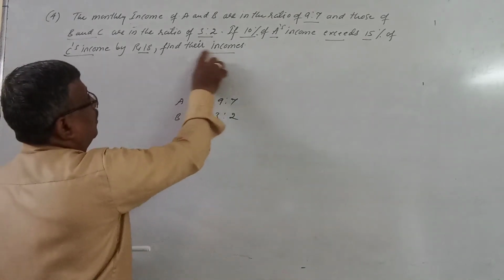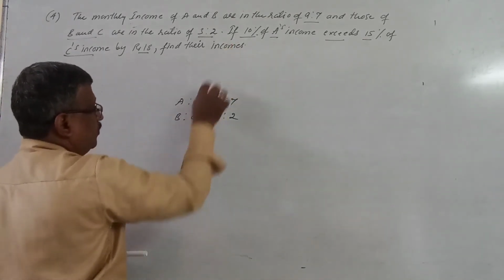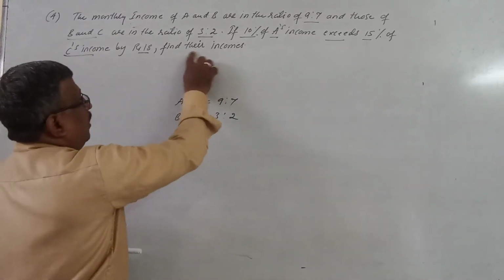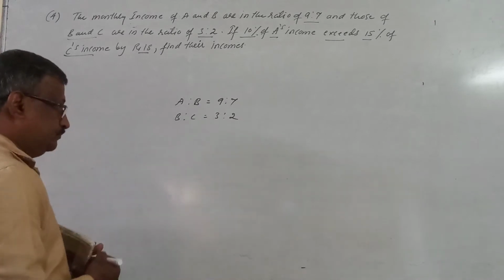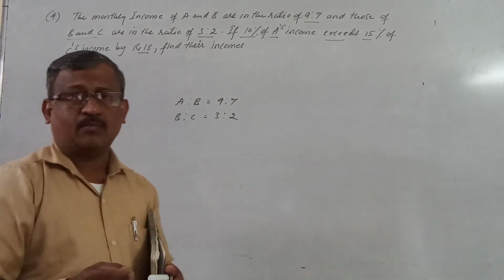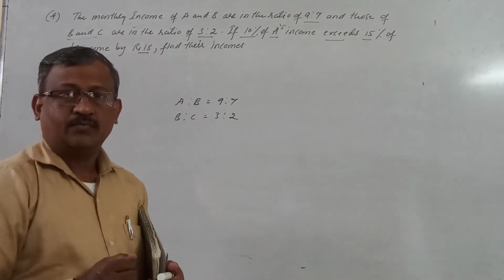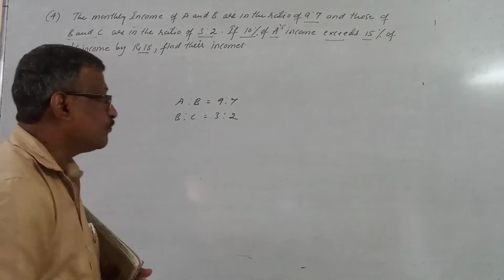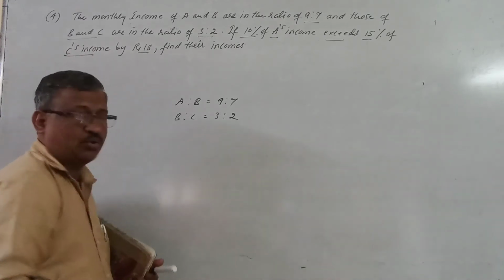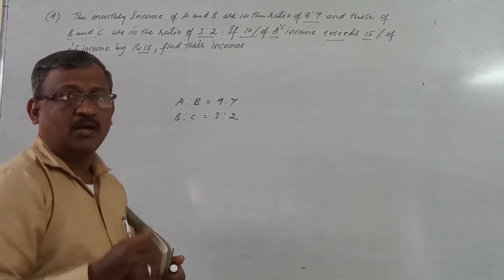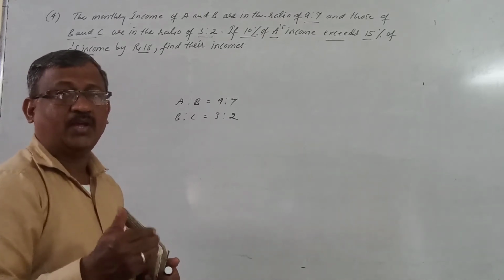To find out their monthly incomes, first of all you must know the ratio of monthly income of A, B and C. First you have to find out the ratio of monthly income of A, B and C. As I showed in the previous sum, first we have to calculate the ratio of monthly income of A, B and C.